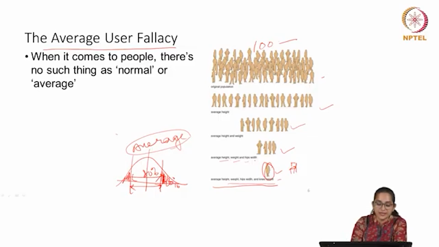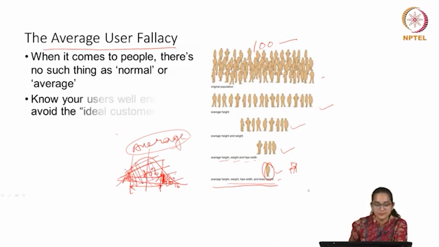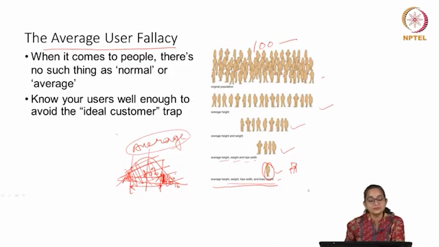So basically, if we are designing for the average, we are actually not designing for the entirety of the population. So the idea is to know your users well enough to avoid the ideal customer trap. So in order to know your users even better, in the later part of this session we will talk about relooking at need identification and what are the tools and methodologies we can employ in order to know our users even better.